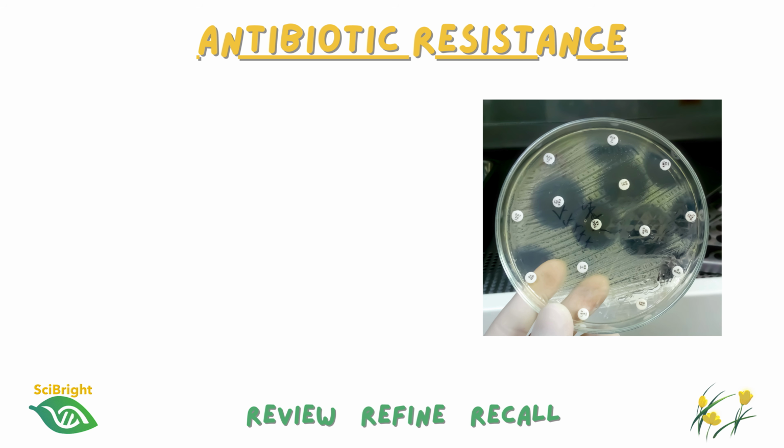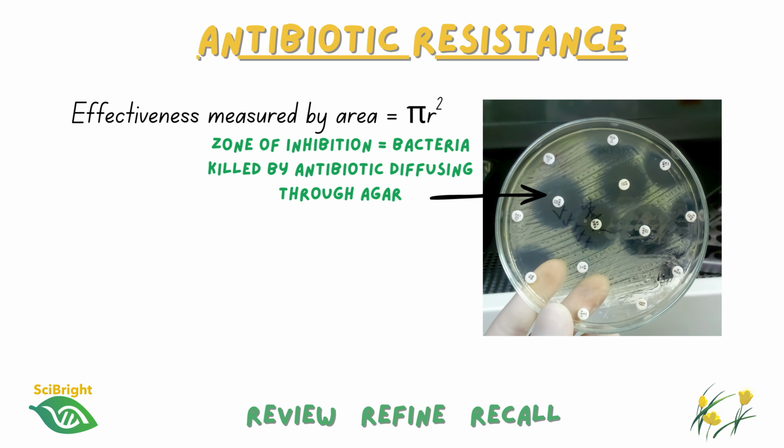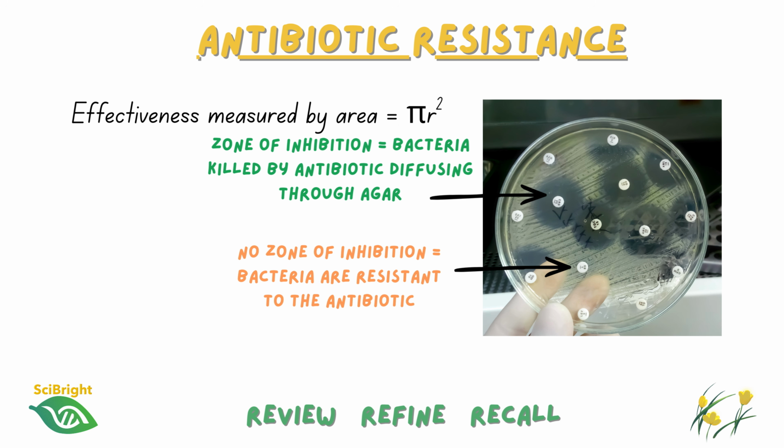You'll probably remember carrying out the antibiotic disc practical at GCSE. In this investigation, paper discs soaked in different antibiotics are placed onto a bacterial lawn growing on agar. If an antibiotic is effective, it kills or inhibits the growth of bacteria around the disc, producing a clear zone of inhibition. The larger the zone of inhibition, the more effective the antibiotic is against that particular bacterium. If there is no zone of inhibition around the disc, the bacteria are resistant to the antibiotic.